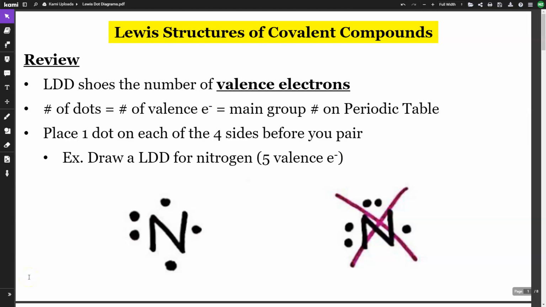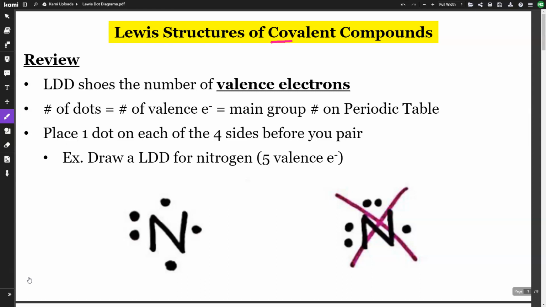In this video, we're going to go through Lewis structures of covalent compounds. Now, we've done Lewis structures once before with ionic compounds. Covalent compounds are different. When we talk about covalent compounds, we're talking about sharing electrons. In ionic compounds, we have a transfer of electrons between cation and anion. In covalent compounds, we are sharing or pooling electrons between different atoms.